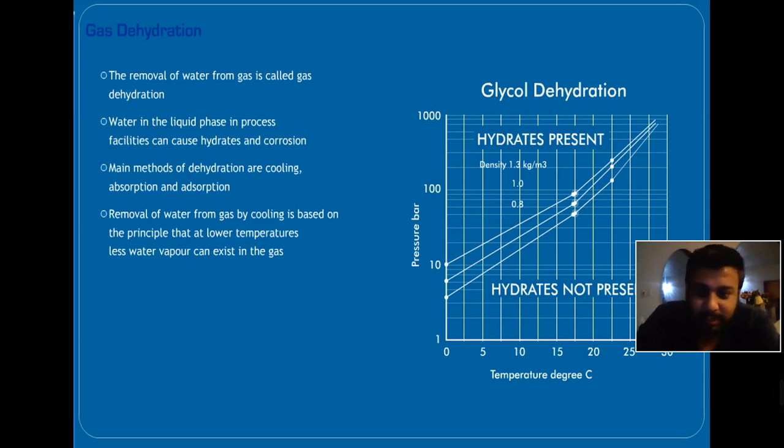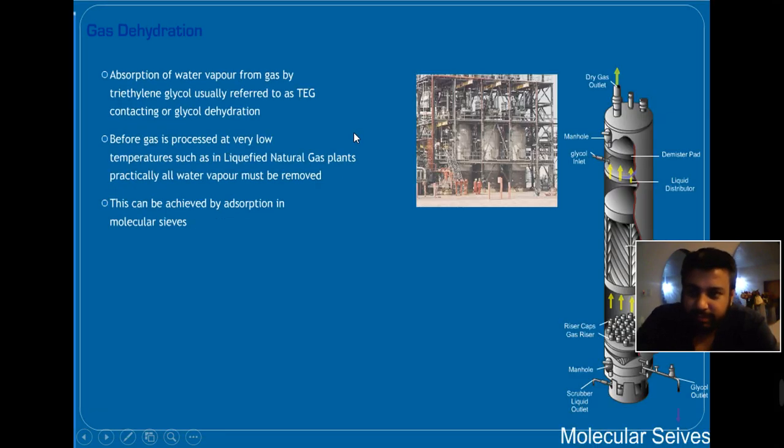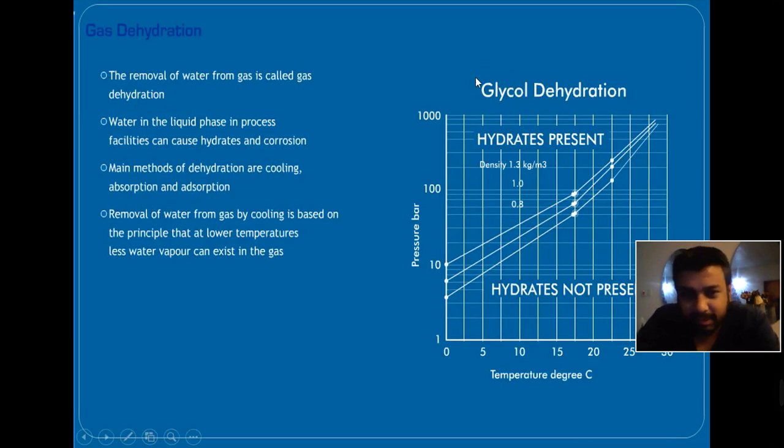But sometimes the water is in vapor form, mixed with the gas as a vapor. In this form, simply using the density principle or the separators, it cannot be removed. So in that case, we use the gas dehydration plant. We have a complete process which is used to remove this water from the gas. This plant is called the glycol dehydration plant.